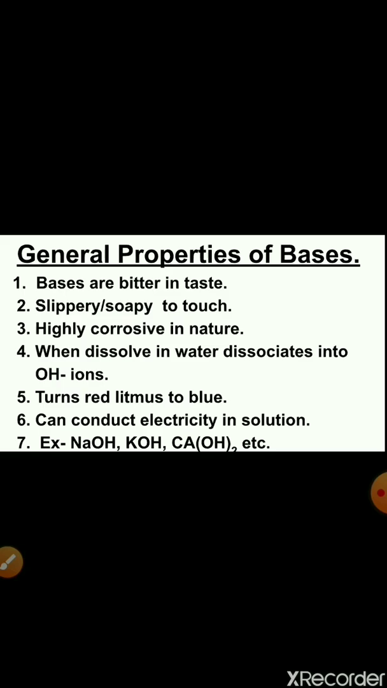Bases, when dissolved in water, dissociate into OH negative ions. Bases turn red litmus to blue, and they can also conduct electricity in solution. Some examples of bases are NaOH, that is sodium hydroxide, or caustic soda. Next is KOH, that is potassium hydroxide, and the next one is Ca(OH)2, that is calcium hydroxide.